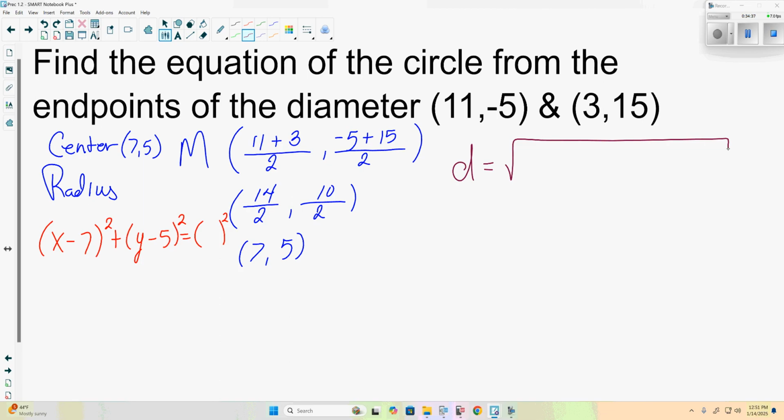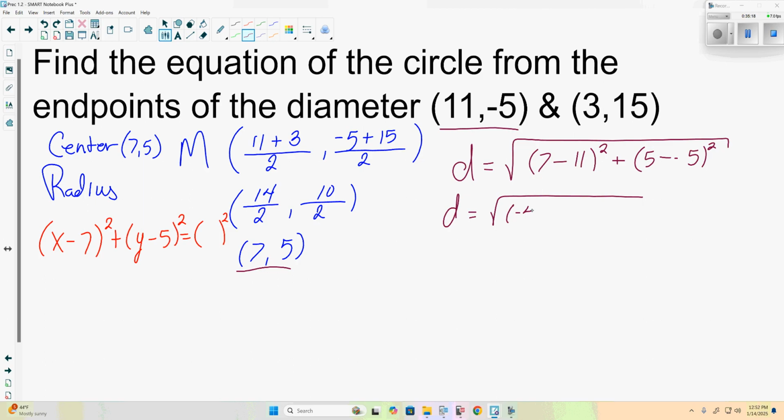So the only thing we have to find now is the radius. Now we can get the radius from the diameter. We can use the distance formula, but once we get that answer, we're going to have to divide it by 2. We have to cut it in half. But I think it's easier to go from the center, our 7, 5, to one of the endpoints. Now it doesn't matter which endpoint we use, we just got to pick one of them. I'll pick 11, negative 5.